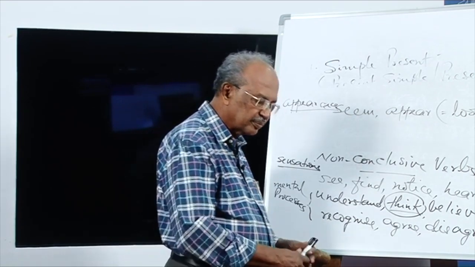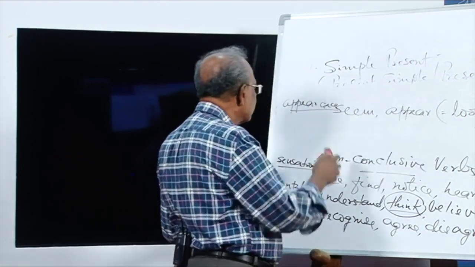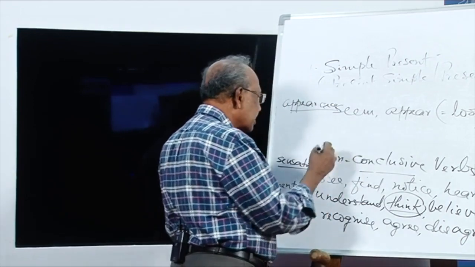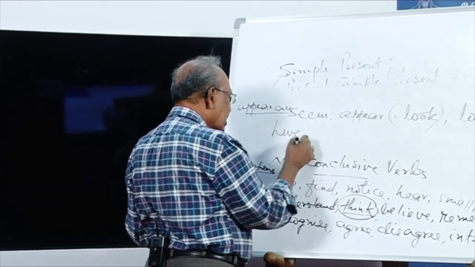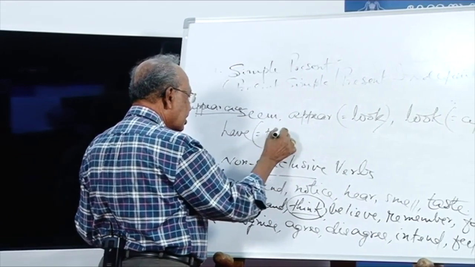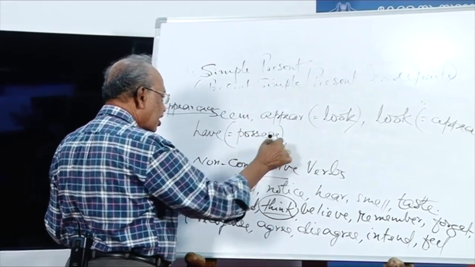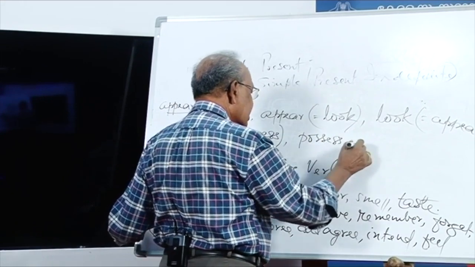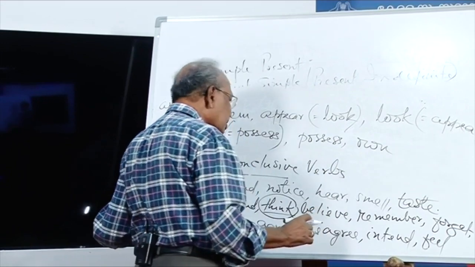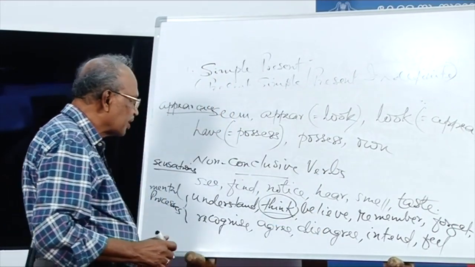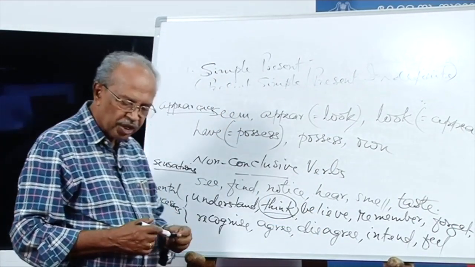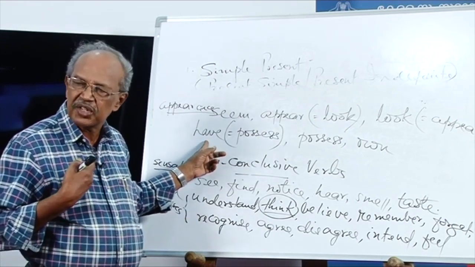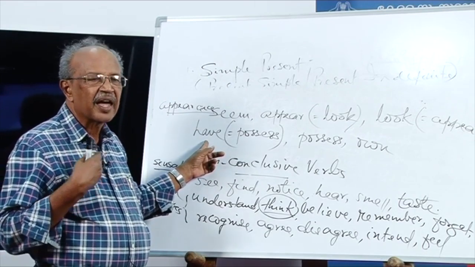Okay. Words indicating appearance. Then words indicating possession. Have. When have means possess, own, these are words indicating possession or ownership. I have a car means I possess a car. Don't say "I am having a car."